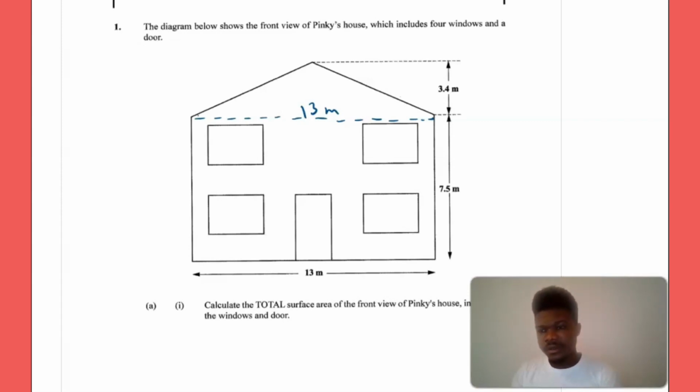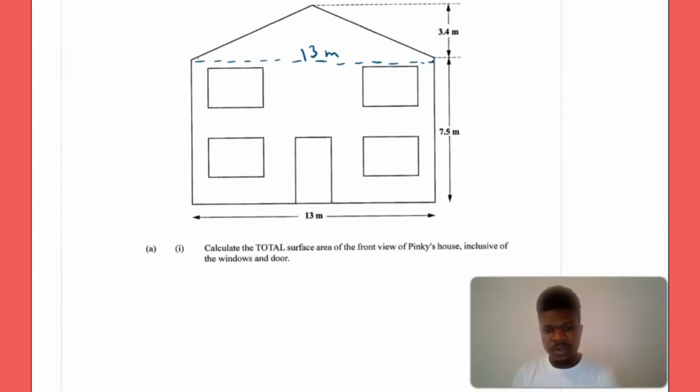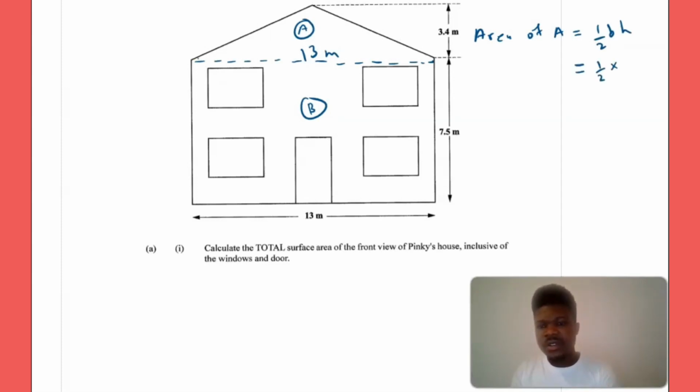So to find the area, since here is where we do our working out, let's find the area of the rectangle, area of the triangle first. I like to name the shapes, so we can say shape A, and this is B. Area of A, it's a triangle, so it's half base times height. So it'll be half times the base, which is 13, times the height, which is 3.4.